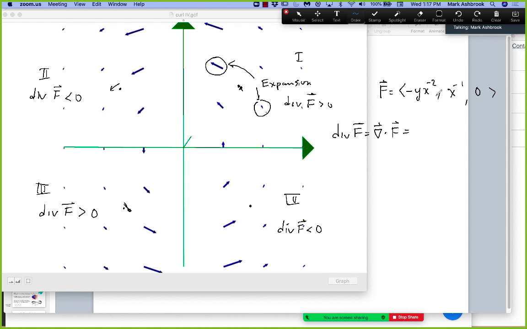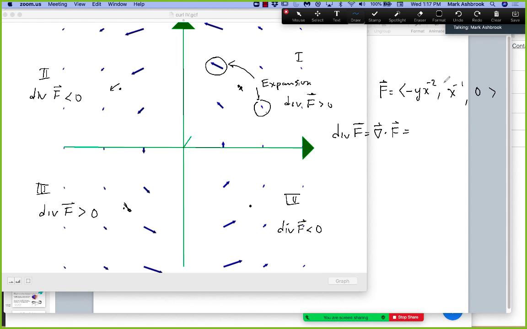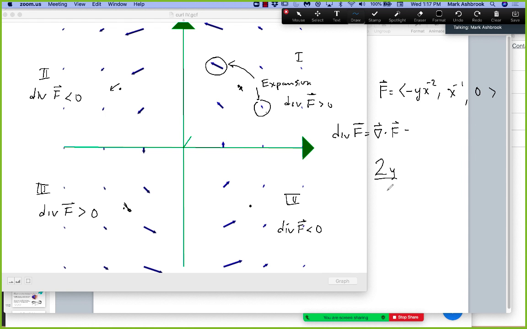So what's the partial with respect to x of the x component? Positive 2y x to the power negative 3. Right, there we go. 2y over x cubed. All right, what's the partial of x to the minus 1 with respect to y? 0. And the partial of 0 is 0. So here's my divergence function, 2y over x cubed. This should agree and give us the same results that we got with our visual inspection.